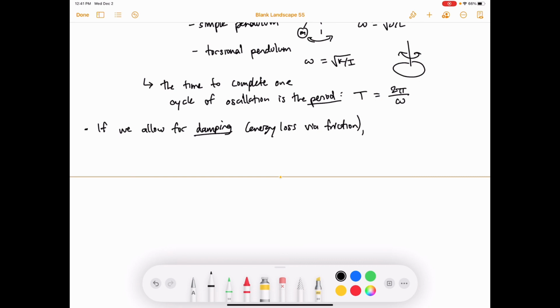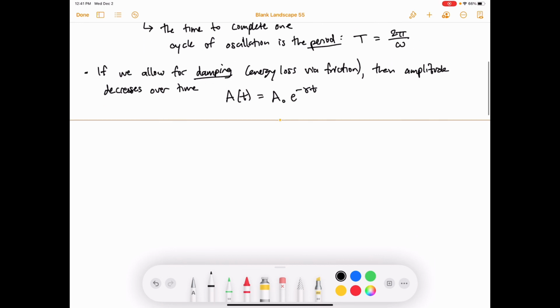Well, basically what happens then is the amplitude decreases over time. So the size of the oscillations gets smaller over time. So rather than being a constant, the amplitude is a function of time, which is equal to A naught, that would be the initial amplitude, times e to the minus gamma t, where this thing gamma is called the damping coefficient.